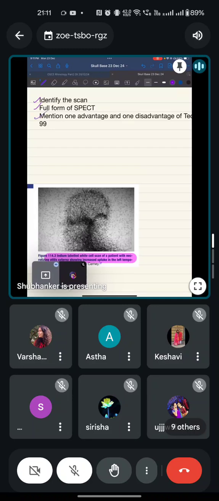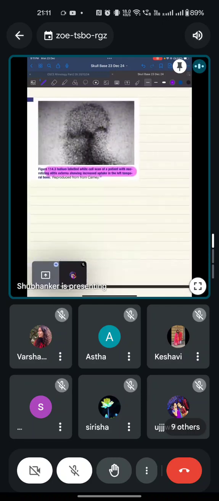Third is mention one advantage and one disadvantage of technetium 99 scan. The advantage will be that it is a 100% sensitive test. The disadvantage is that its specificity is low, because it increases in malignancy also, and it cannot differentiate between active infection and bone remodeling. These are the questions which can come from skull base osteomyelitis.